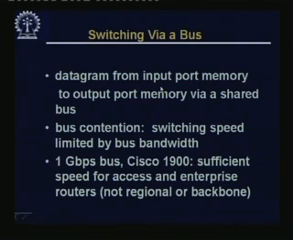Switching via bus: datagram goes from input port memory to output port memory via a shared bus. Bus contention, so switching speed is limited by bus bandwidth. You have very fast buses, like the 1 Gbps bus for the Cisco 1900, which is a low end Cisco switch. It has now been discontinued recently. Sufficient speed for access and enterprise routers, not regional or backbone. But this bus structure does not really work well for higher level switches.